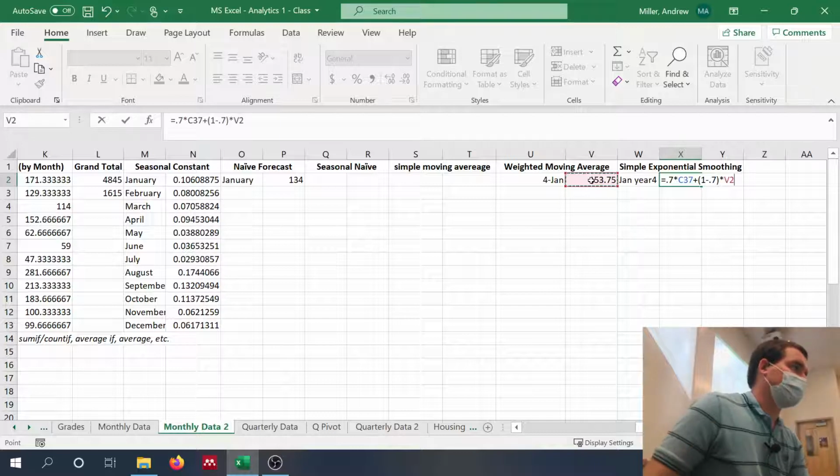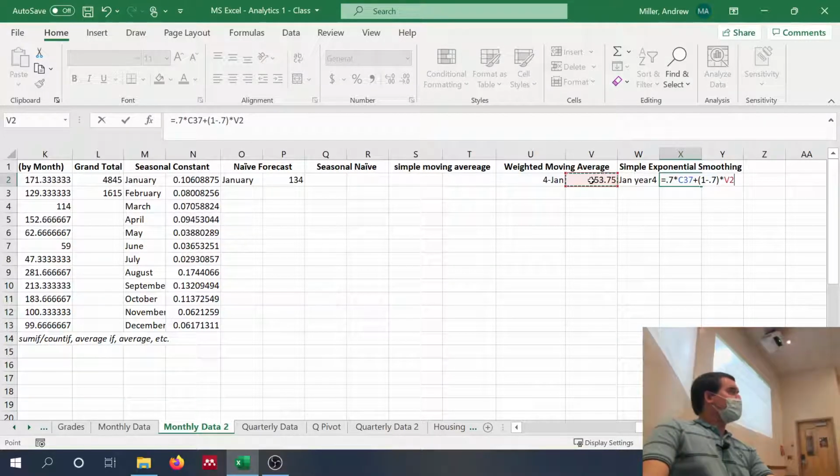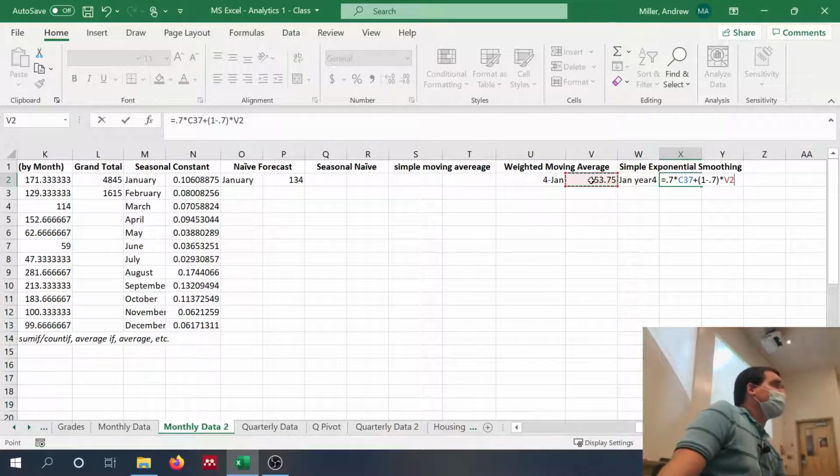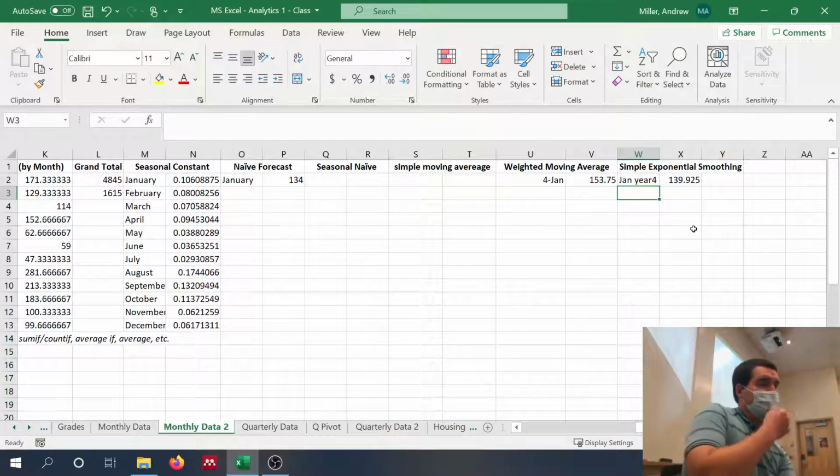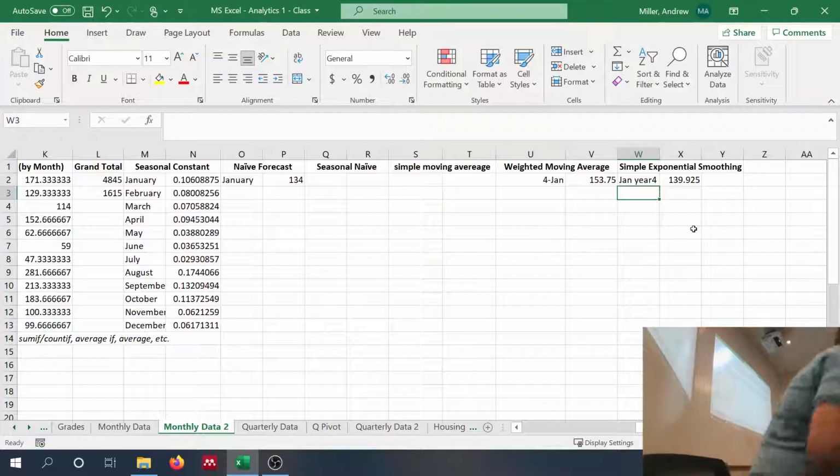Yeah, so we'll just use this as the previous forecast. But on an exam, you'd be given the previous forecast. Does that make sense? So let's do that. That is how we do it. All right. Very good job.